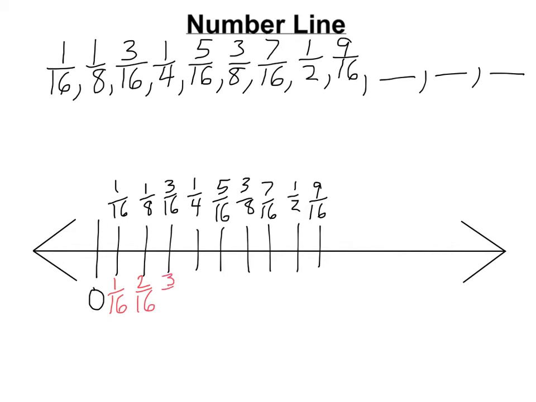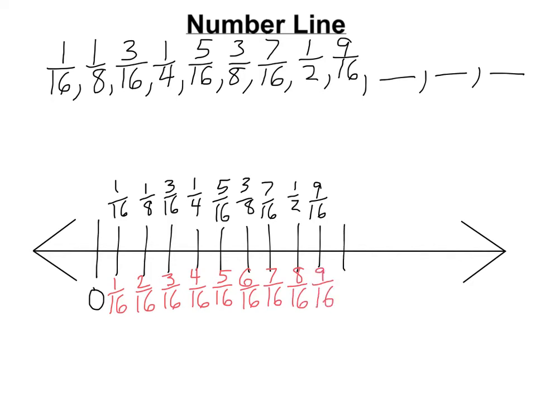Next I have 3/16. Fourths I can also turn into 16ths by multiplying by 4/4. So 1/4 times 4/4 is 4/16. 5/16 is already in sixteenths. 3/8 can be multiplied by 2 over 2, which gives me 6/16. 7/16 is already in sixteenths. 1/2, well, a 2 can be turned into a 16 by being multiplied by 8 over 8. So 1/2 times 8 over 8 is 8/16. And then we have 9/16.